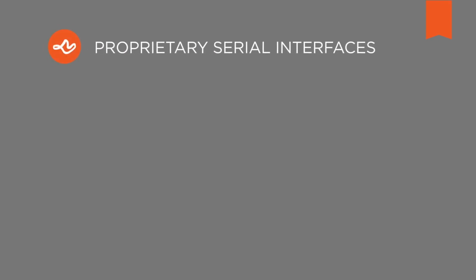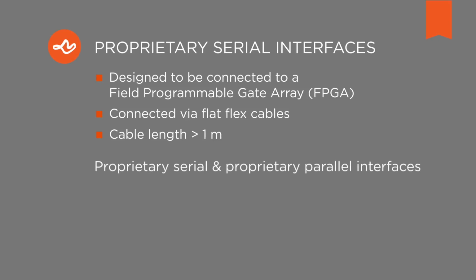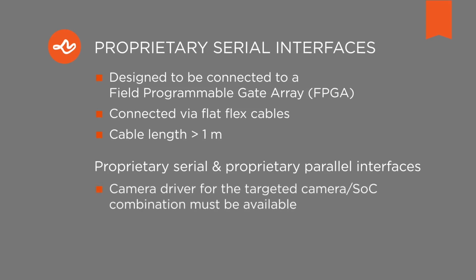Camera modules with proprietary serial interfaces are mainly designed to be connected to a field programmable gate array, in short FPGA. If the core of an embedded setup is an FPGA already, this interface can be a good choice. These modules are also connected via flat flex cable to the FPGA. Some module vendors allow cable length of more than 1 meter. Both the proprietary serial and proprietary parallel interfaces have in common the importance of making sure that a camera driver for the targeted camera and SoC combination is actually available.